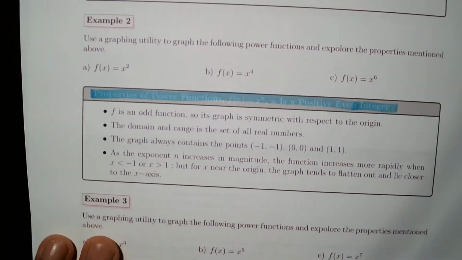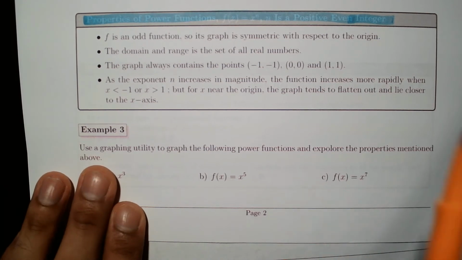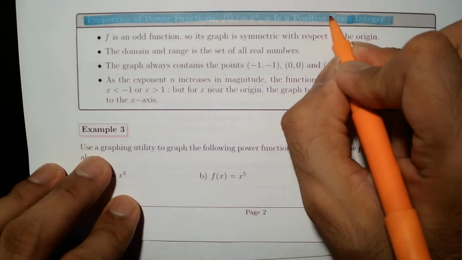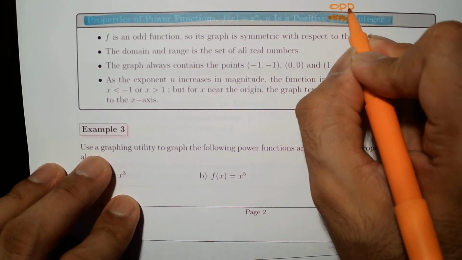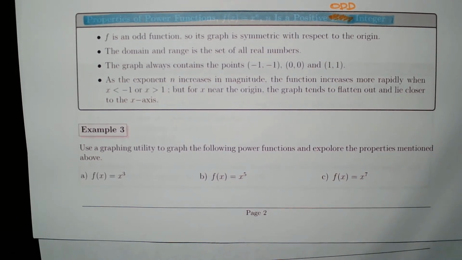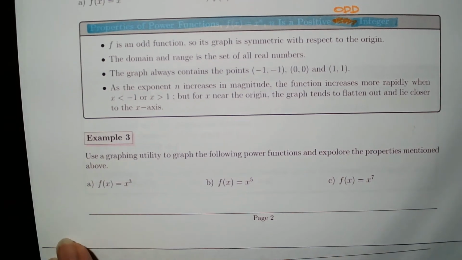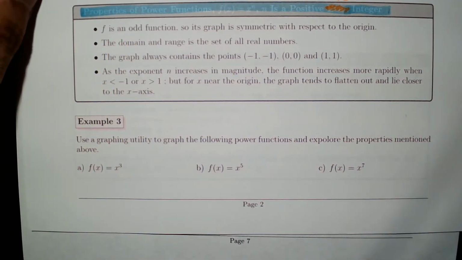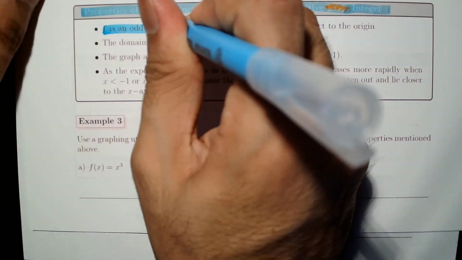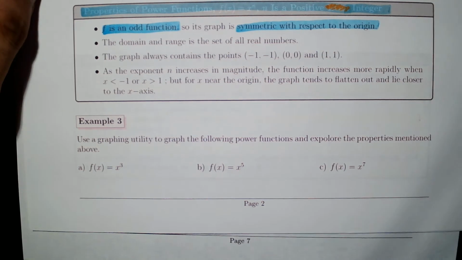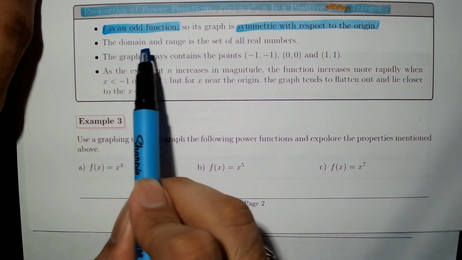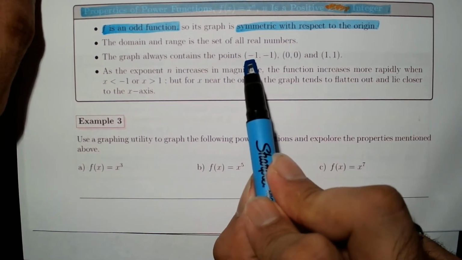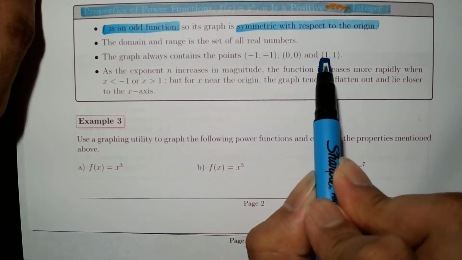Now let's look at the case in which the power function has an odd power. I should have changed this for a positive odd integer. Now, f is an odd function, to begin with, which means that its graph will be symmetric about the origin. In this case, the domain and the range will be the set of all real numbers. The graph will always contain (-1, -1), the origin, and (1, 1).